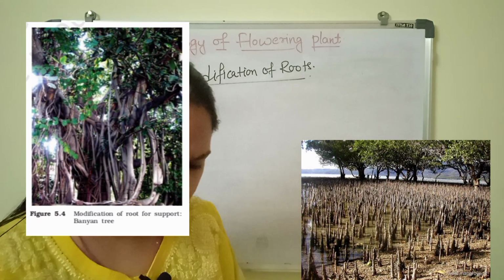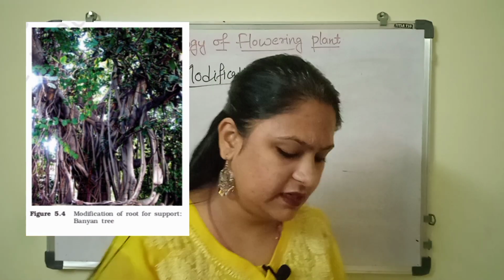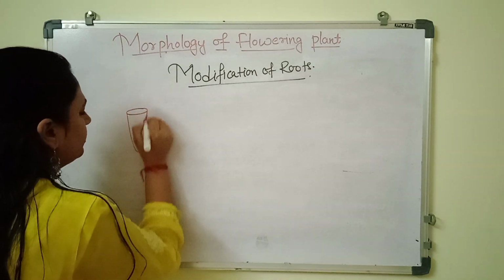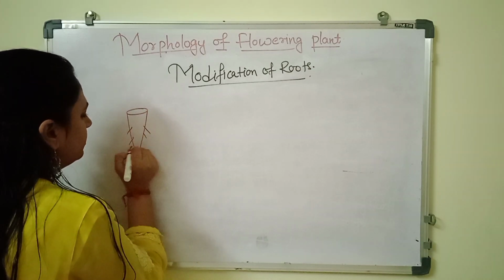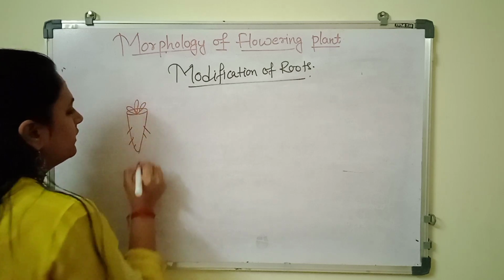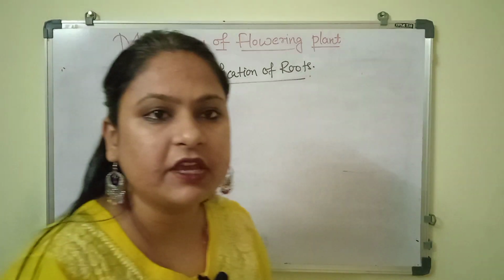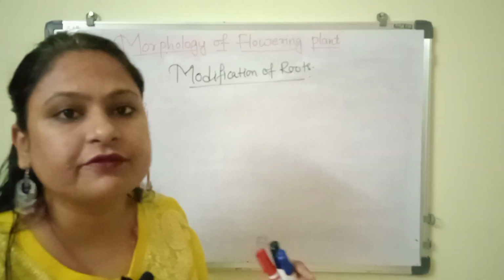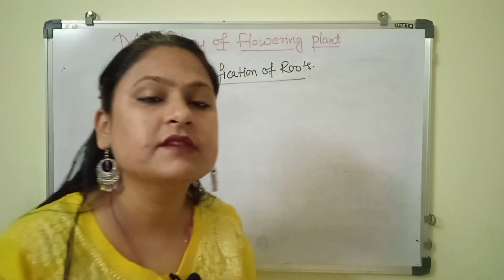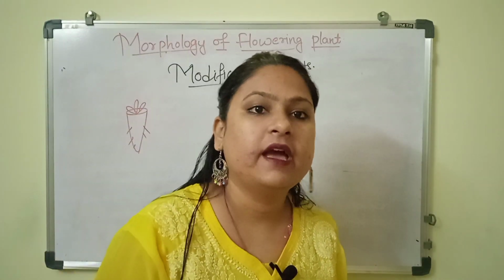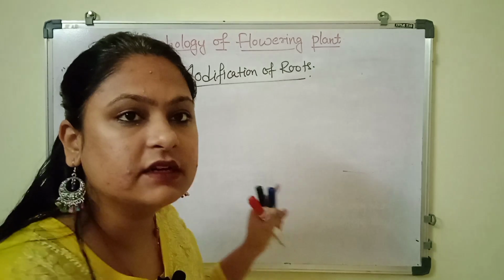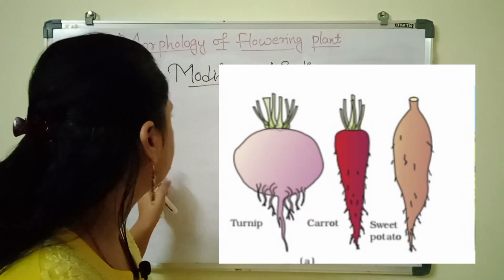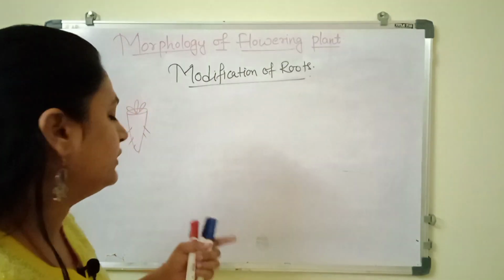Okay, so first we will see the example of carrot. Carrot is the example of modification of root for the storage of food. The tap root of the carrot stores the food material, and that is called modification for the storage of food.